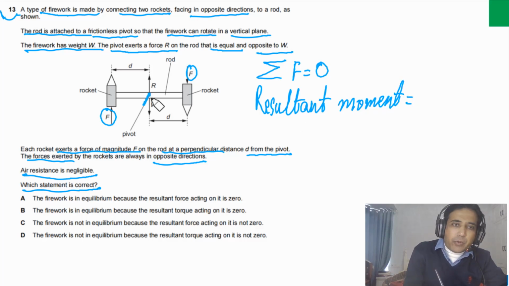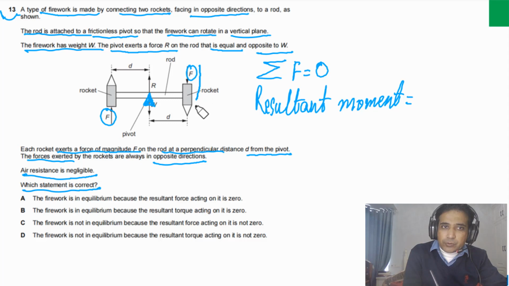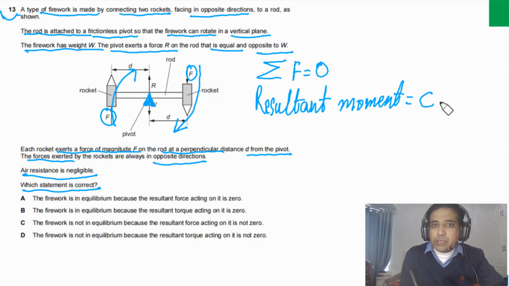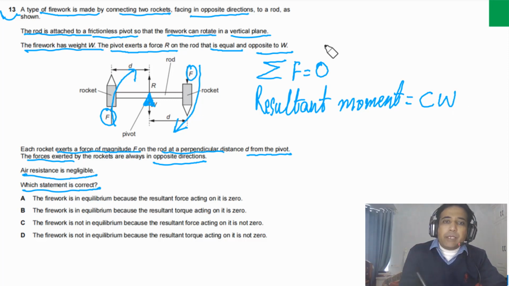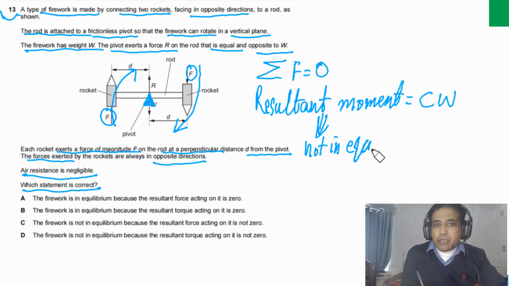if we take our pivot point here, the moment due to these two forces will be equal to 0, and the moment due to this force will be clockwise, and the moment due to this force also will be clockwise. It means the net moment is clockwise, not equal to 0. It means that this system is not in equilibrium. So this is not in equilibrium.